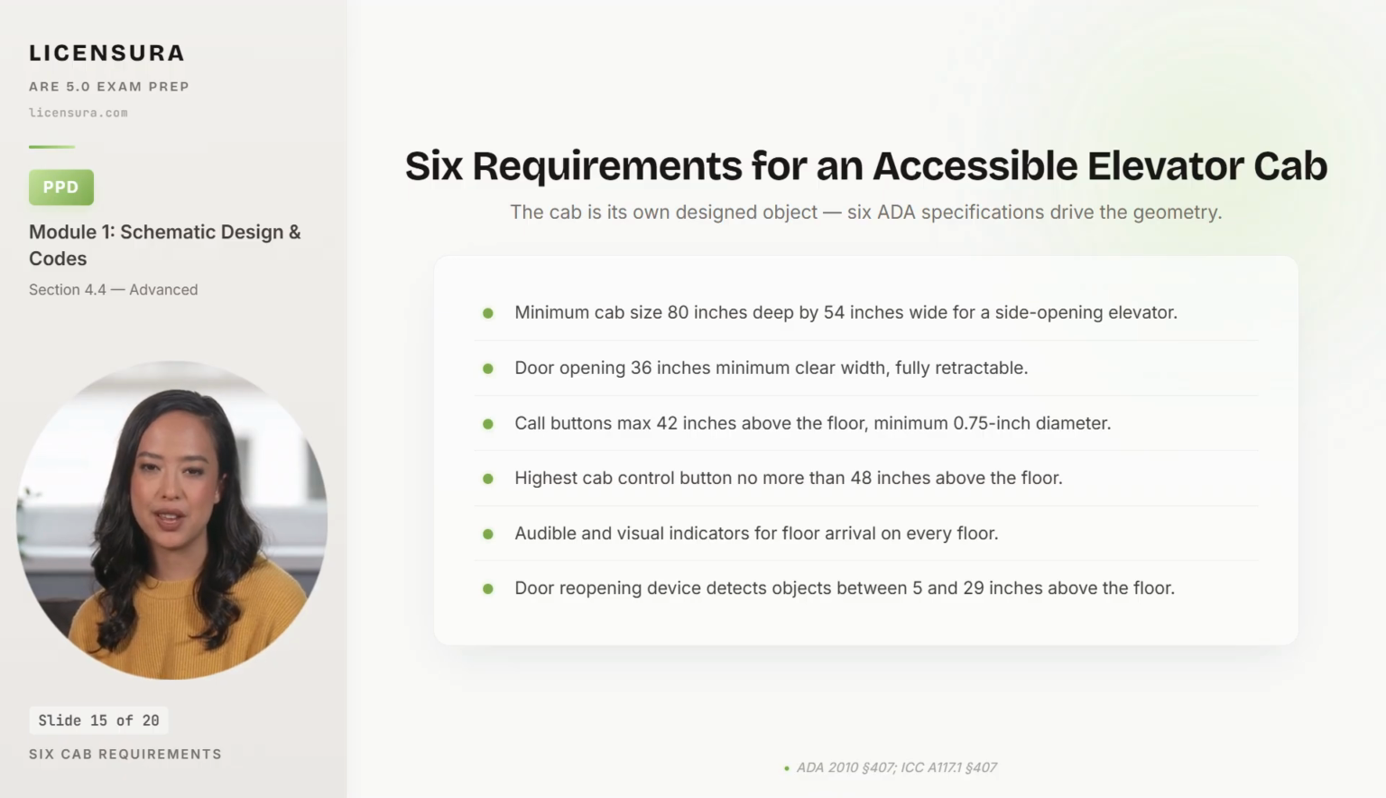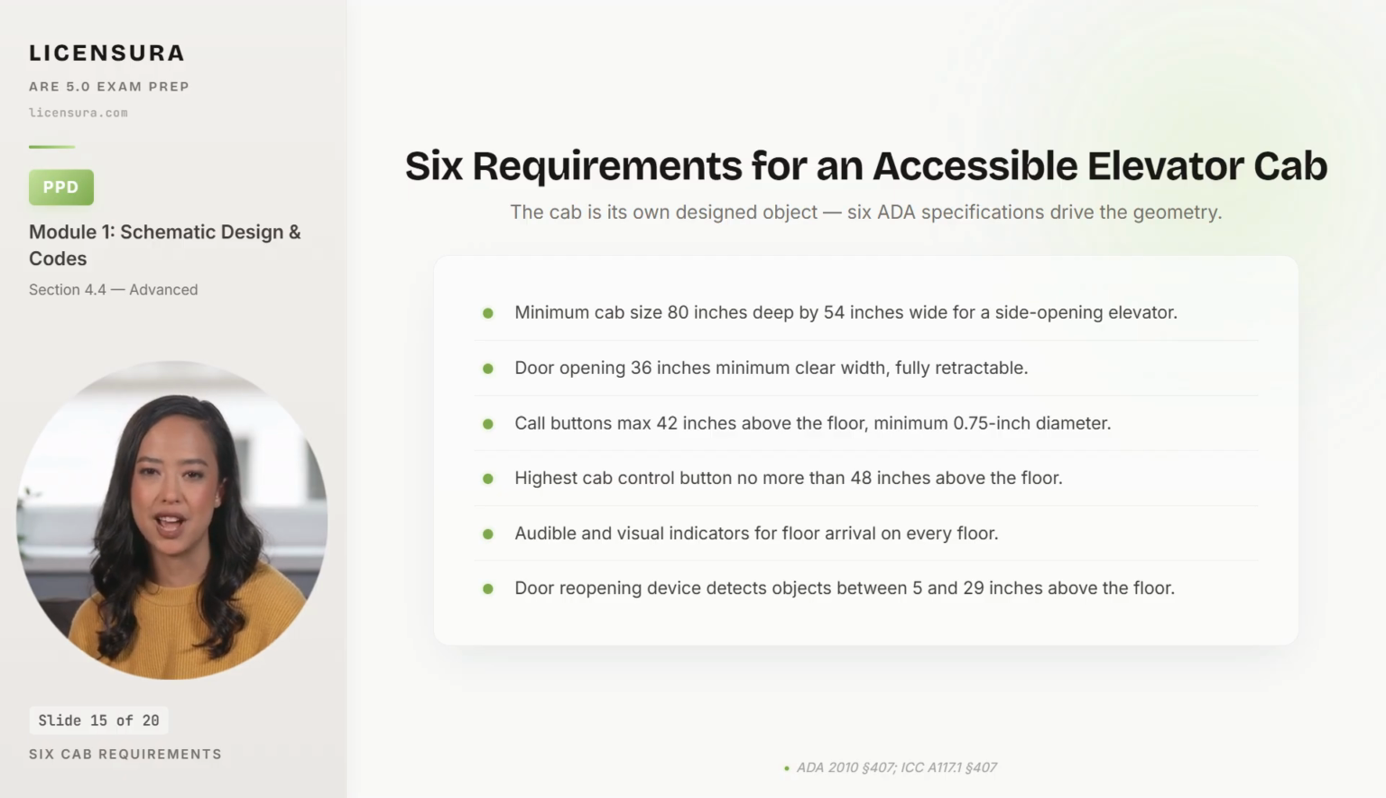Fifth, audible and visual indicators for floor arrival: the chime announces arrival to the visually impaired user, and the visual indicator announces it to the deaf user. Sixth, the door reopening device must detect objects between 5 and 29 inches above the floor, which covers wheelchair footrests, cane tips, and crouching children. Skip any one of these, and the elevator fails its ADA certification. The building does not get its certificate of occupancy, and the firm absorbs the rework.